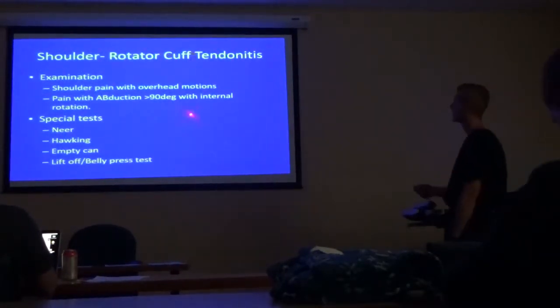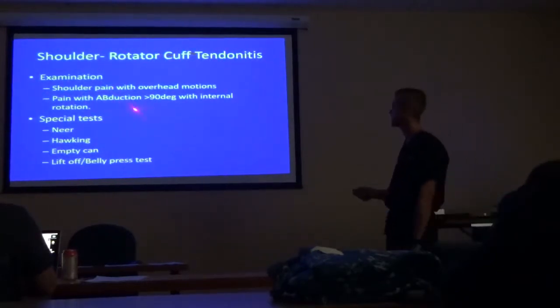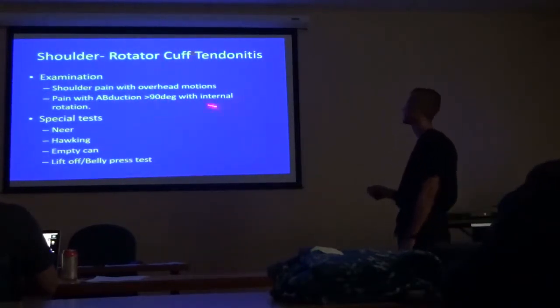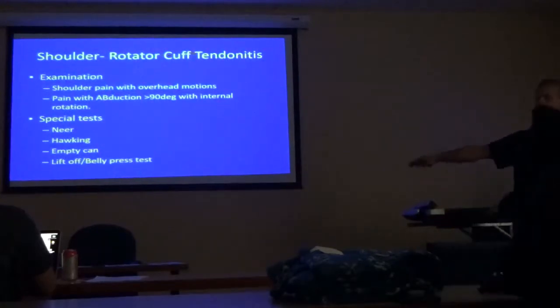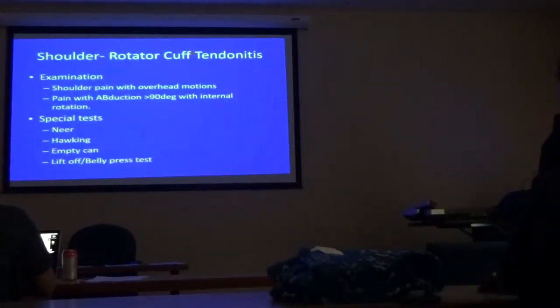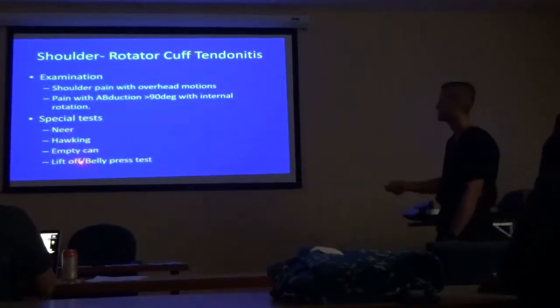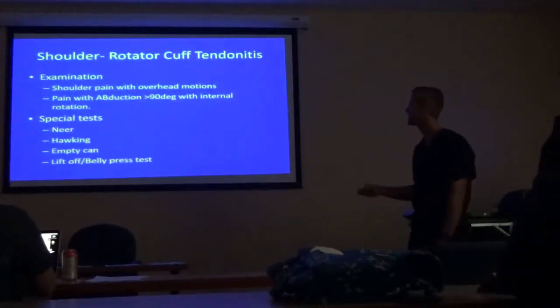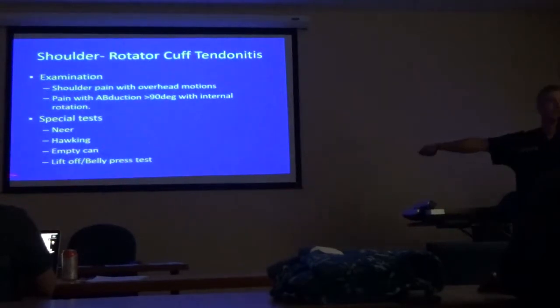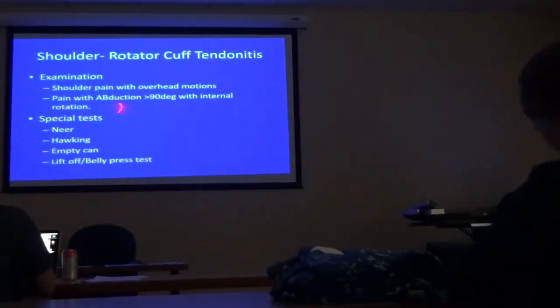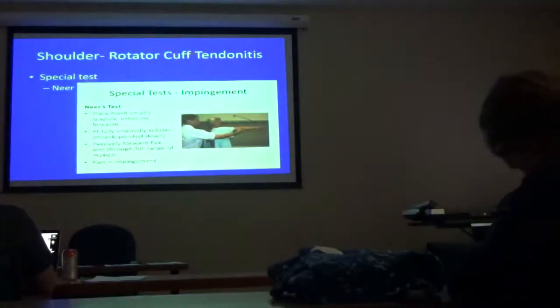Shoulder pain with overhead motions, pain with abduction at greater than 90 degrees with internal rotation, so pain starts to get bad about right here, right? Tests: Neer's, Hawkins, empty can, lift off, belly press test. Know those. Those are going to be test questions. I guarantee you that one of those is probably going to be on the exam.